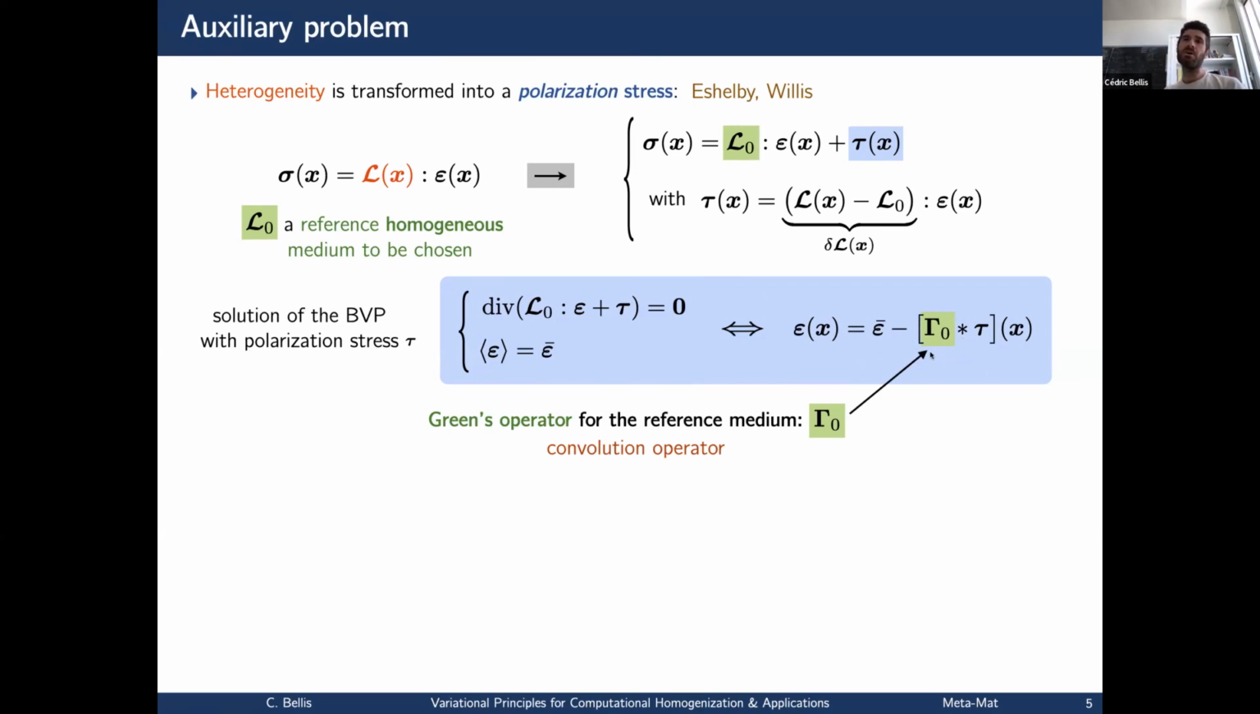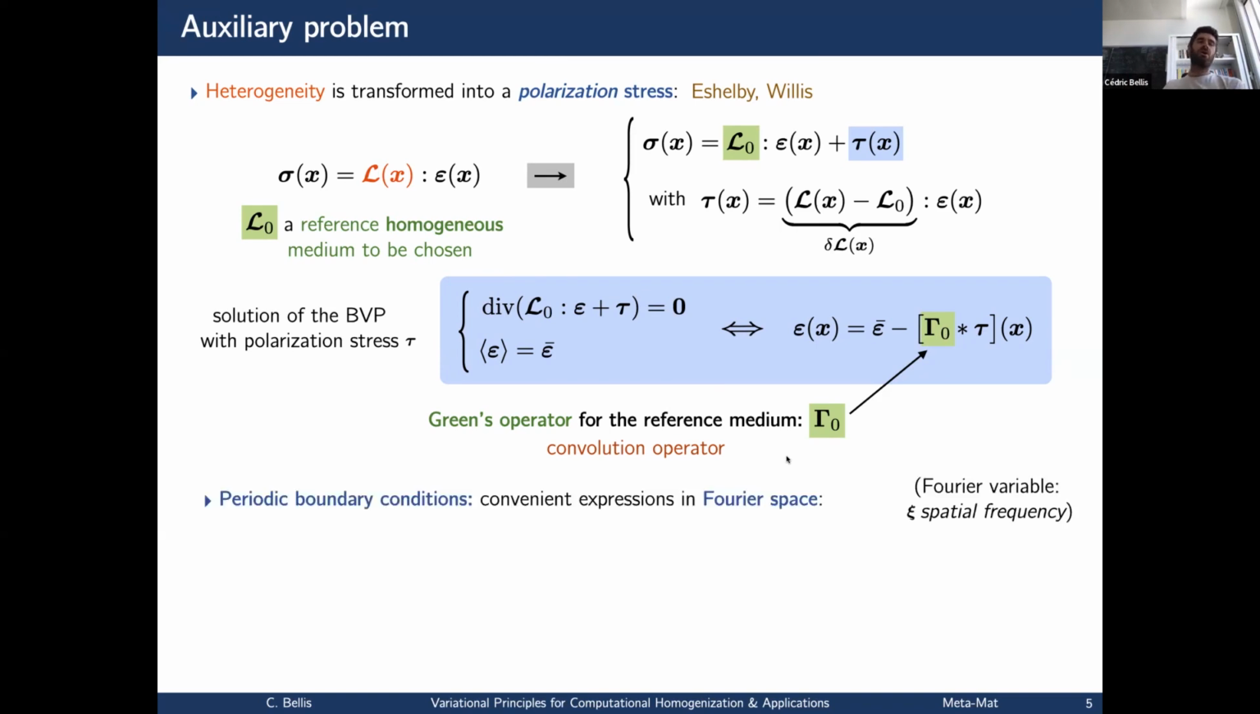So this operator gamma naught here is the so-called Green's operator for the reference medium. And we will see that it's a convolution operator. So let me say a word a bit more precisely on this Green's operator. The key point here is that in the case of periodic boundary condition, the Green's operator has a very convenient expression in the Fourier space. So I will take the Fourier transform in space of my boundary value problem. So I will introduce psi, the Fourier variable, which is a spatial frequency.